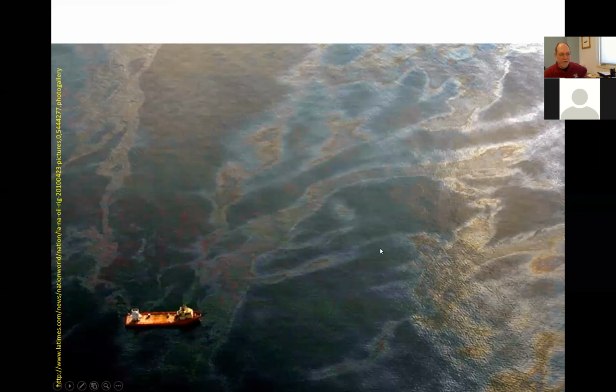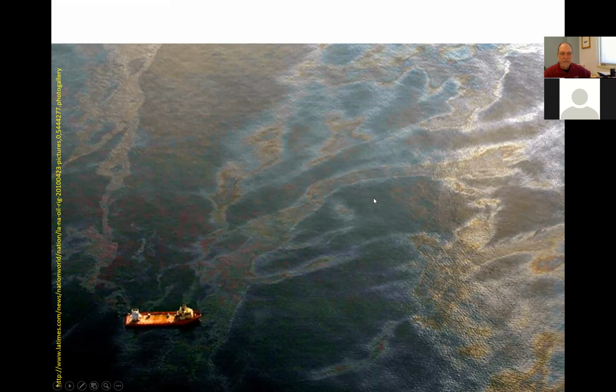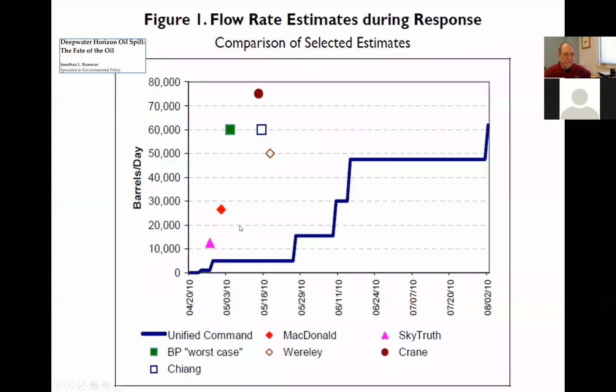So that oil came to the surface. And initially, there was a lot of confusion and a lot of deception, really, about how much oil was coming to the surface. In fact, this is a figure showing you how the flow rate estimates changed over time. Initially, on the 20th, the Coast Guard and BP said, okay, we've had this blowout, but we think that the blowout preventer has stopped any oil. We think there's no oil coming to the surface.